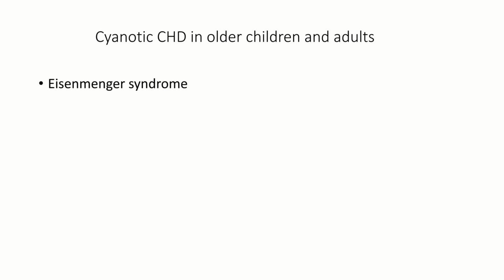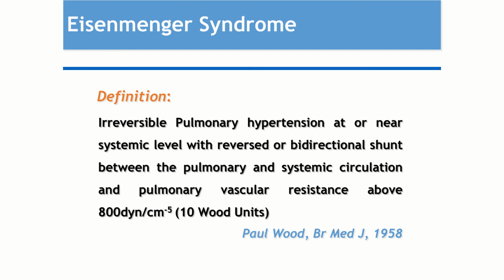And cyanotic heart disease could occur also in older patients or adults. And unfortunately, in our Arab area, we still have a lot of Eisenmenger syndrome. The definition of Eisenmenger syndrome consists of 3 fundamental parts. It's irreversible pulmonary hypertension at or near systemic level with a reversed or bidirectional shunt between the pulmonary and systemic circulation.